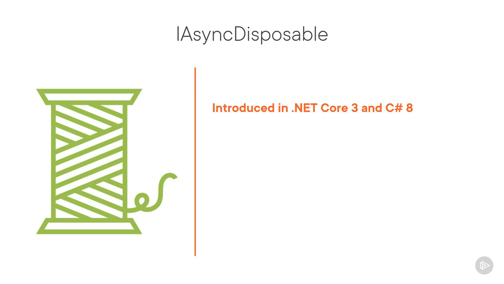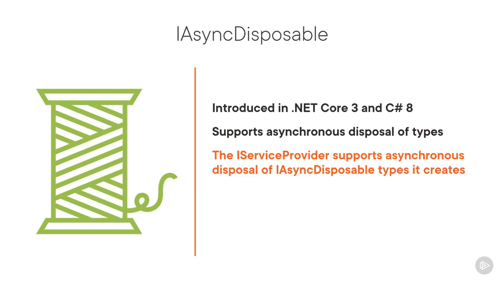.NET Core 3 and C# 8 introduced a new interface called IAsyncDisposable. This allows types to implement the dispose pattern asynchronously. The team at Microsoft introduced support for IAsyncDisposable types in .NET Core 3 so that the IServiceProvider can handle their lifetime correctly. But there was one limitation.